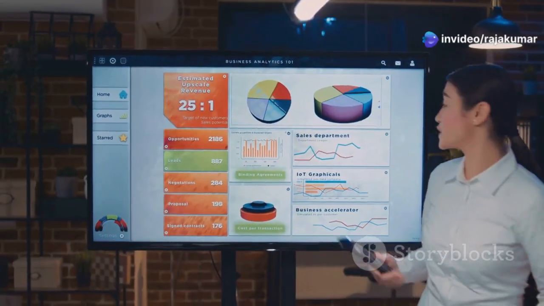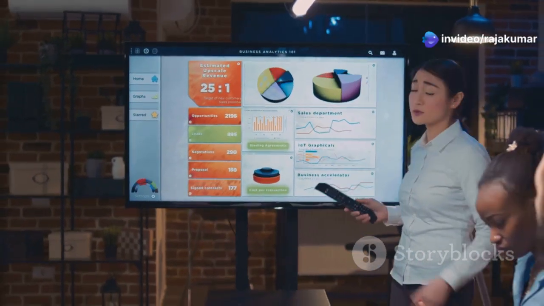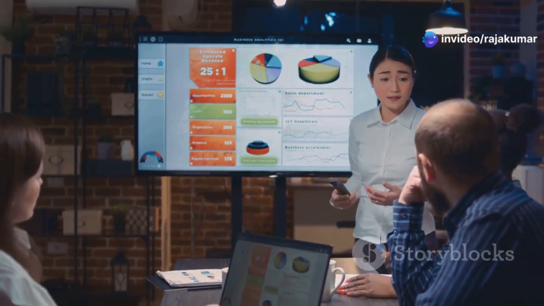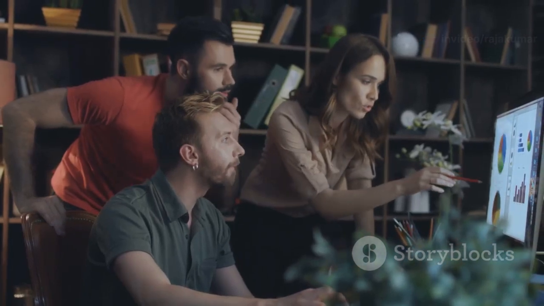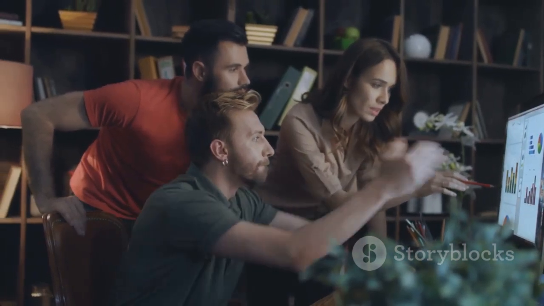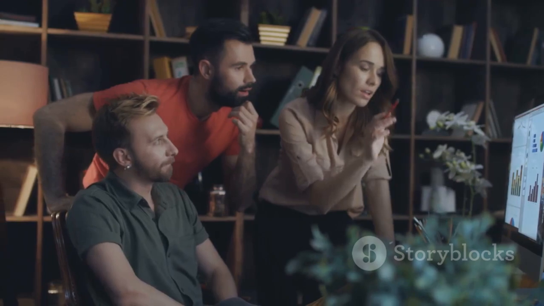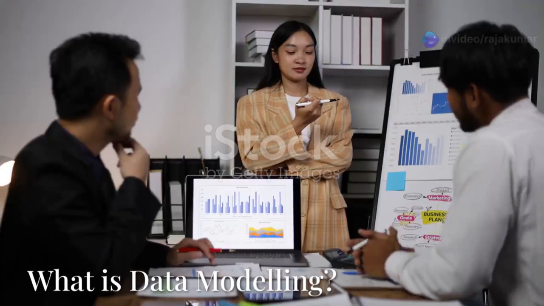Effective data modeling is the backbone of successful BI initiatives. It lays the groundwork for accurate analysis, insightful reports, and informed decision-making. Without a well-structured data model, even the most sophisticated BI tools can produce misleading or incomplete results.